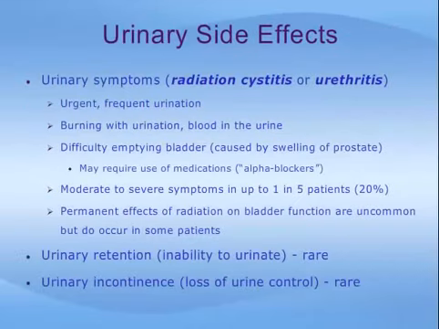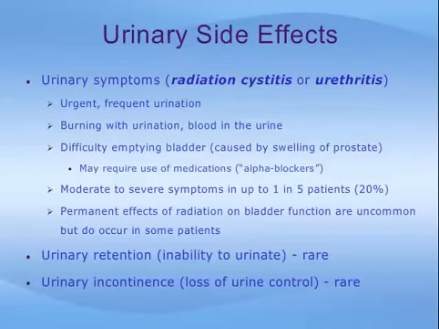Mild, short-lived urinary symptoms are common and are caused by radiation effects on the bladder, called radiation cystitis, or on the urethra, called radiation urethritis. Many men experience urgent and frequent urination, burning with urination, and blood in the urine, especially in the first 1 to 2 months after treatment. It is helpful to reduce caffeine and smoking, and to use anti-inflammatory medications as necessary to help ease these symptoms.